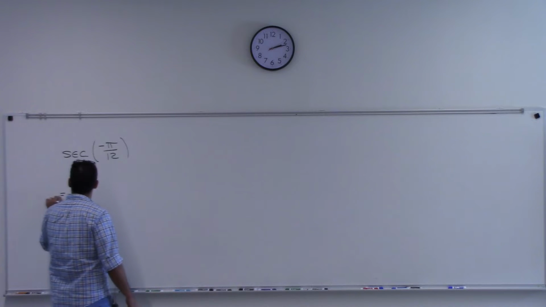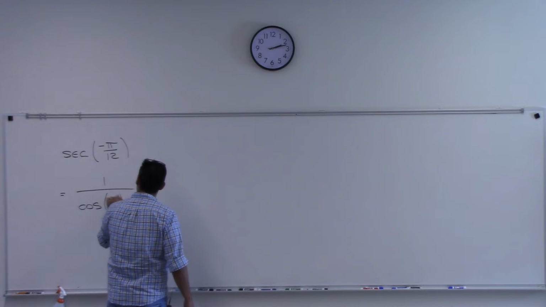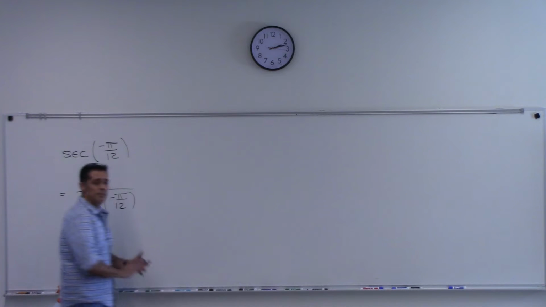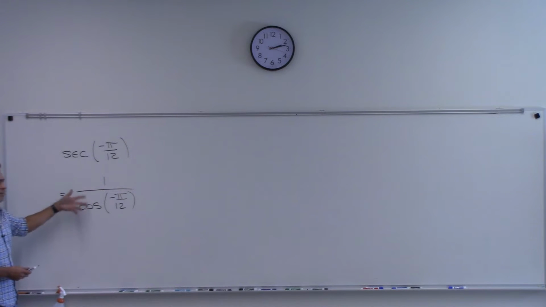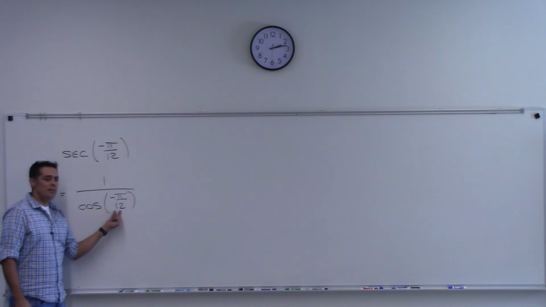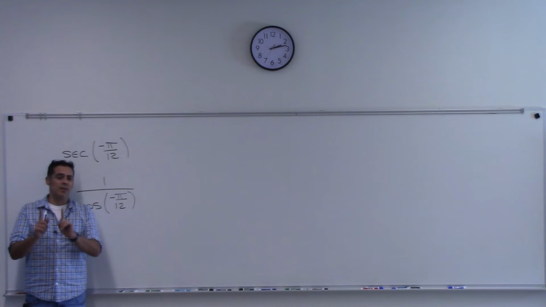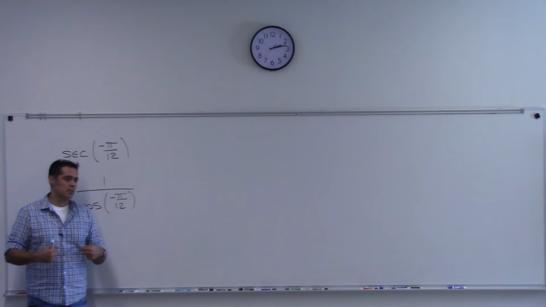So, first things first. Do we all agree that this is 1 over cosine of negative pi over 12? It's the reciprocal of this. Take that, flip it over. So what we need to do is see if there's any way that we can break down negative pi over 12 into being the sum or difference of two angles we do know.